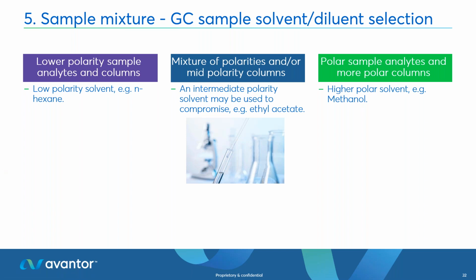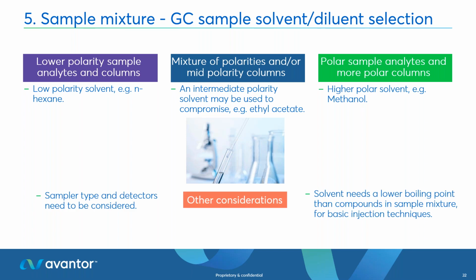So for example, methanol, we just want to avoid extremes. Say using methanol with a non-polar column, 100% dimethyl polysiloxane, just because this may have negative effects on the phase. You can also use an intermediate polarity solvent if you're using a mid polarity column, or if you've got a mixture of polarities in there. Then the other considerations are the sampler type that you're using and the detectors, so you need to double check that everything's compatible. And if you're doing different injection techniques, check the solvent has a suitable boiling point. It tends to need to be lower than the sample mixture for most basic injection techniques.